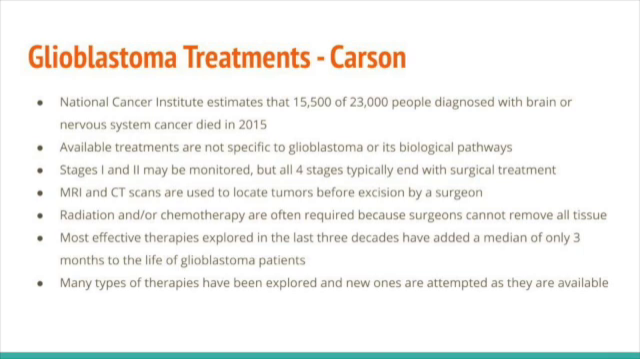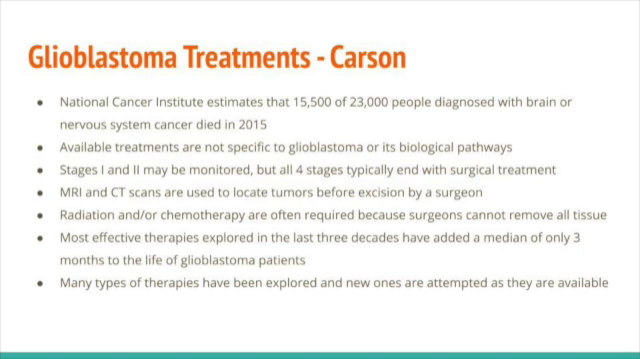As you can see here, glioblastoma does not really have a very good survival rate. The National Cancer Institute estimates that 15,500 of the 23,000 people diagnosed with brain or nervous system cancer died, and that was in 2015. Like I said, they don't really have treatments that are very specific to fixing this disease, and most of the time they end up going the surgical route.